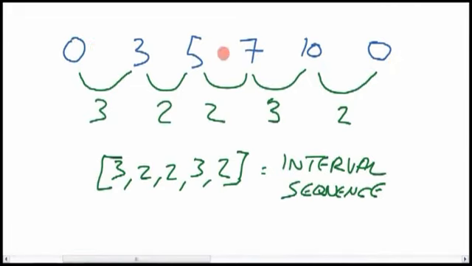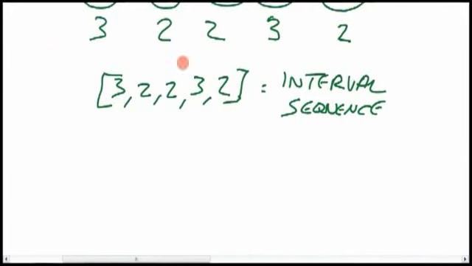If you give me a pitch class set, I will always get one exact interval sequence. So there is a one-to-one exact relationship between these two things. And that means that if I can use a pitch class set as my definition of a scale, I can also use an interval sequence as a definition of a scale. And sometimes that will be useful.